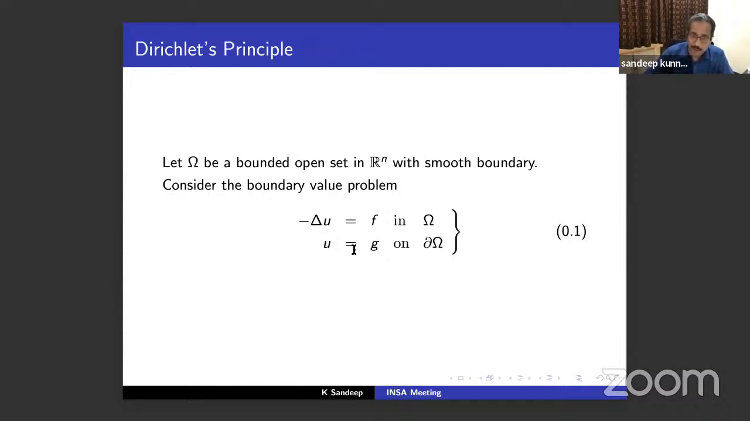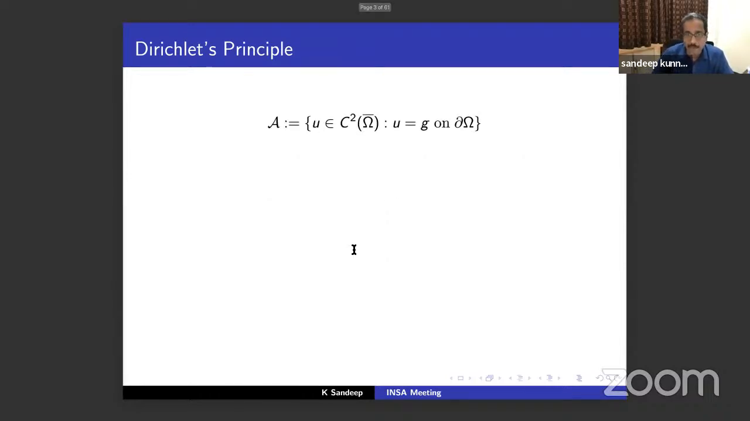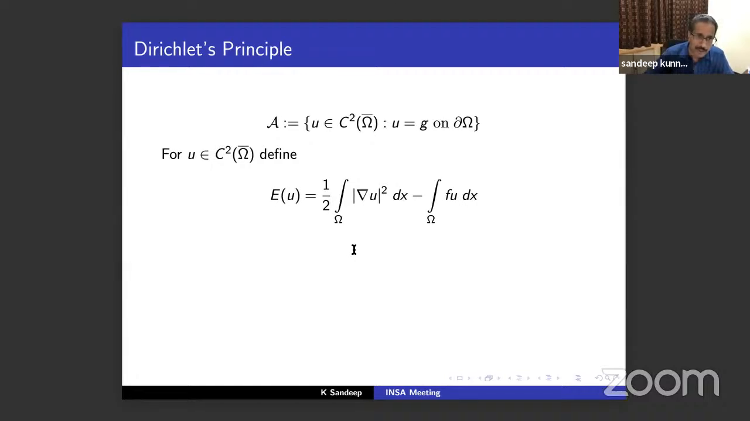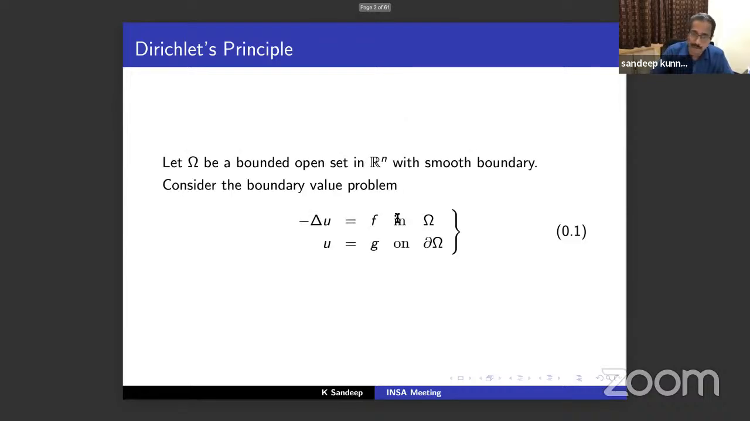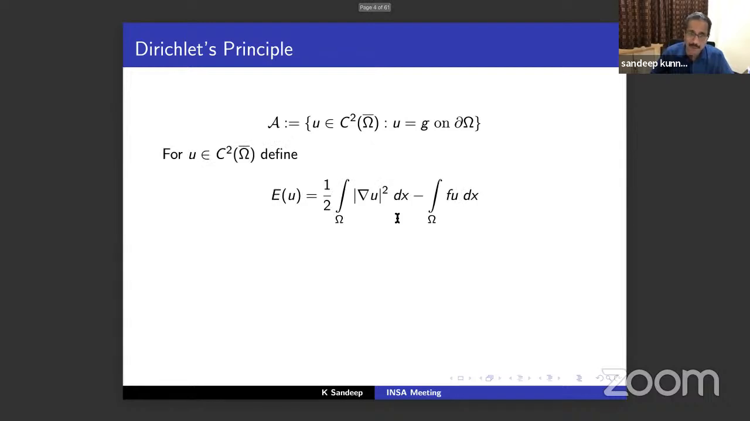Now associated with this problem, you can also have an energy, which I will define like this for u in C2 of omega bar: E of u is equal to half of the integral over omega of modulus of gradient of u squared dx, minus the integral over omega of f into u dx. Whenever this Dirichlet problem represents a simplified model of some physical situation, this actually corresponds to the energy. Otherwise, in mathematics, you call such functions energy functions.